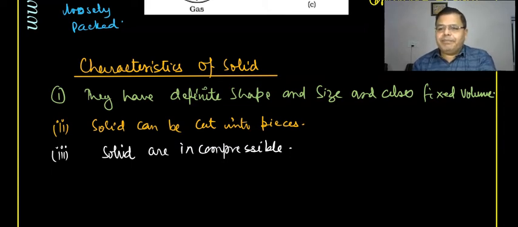We cannot compress it from the shape that it has. For example, there is a chair on which you are sitting. You cannot compress it so small that you can keep the chair in your pocket, and wherever you go, draw it from your pocket and sit on it. So it cannot be compressed into a very small form. That is why solids are called incompressible.